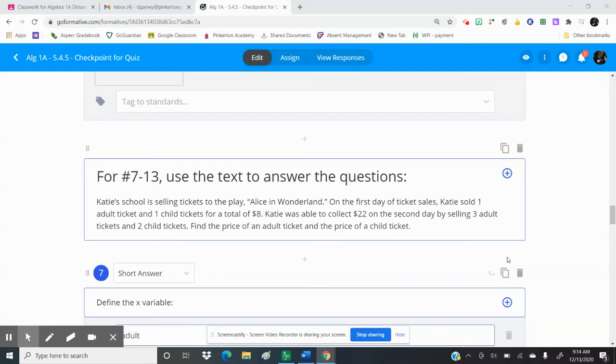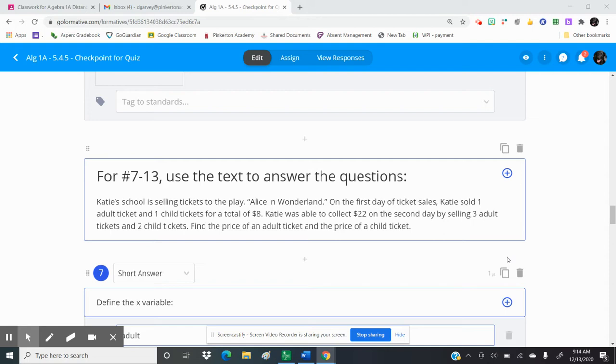All right, so here's the problem. Katie's school is selling tickets to a play, Alice in Wonderland. On the first day of ticket sales, Katie sold one adult ticket and one child ticket for a total of $8. Katie was able to collect $22 on the second day by selling three adult tickets and two child tickets. And you are asked to find the price of an adult ticket and the price of a child ticket.